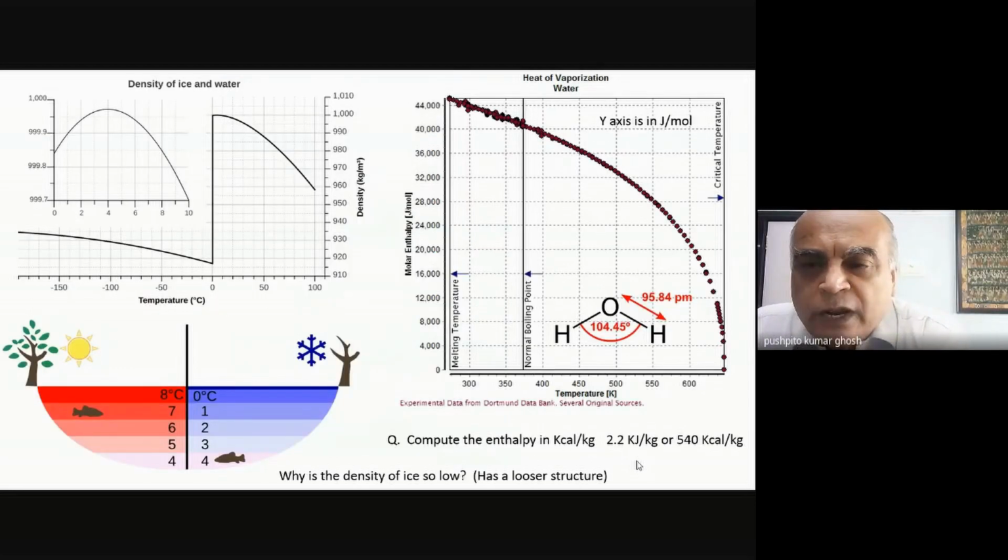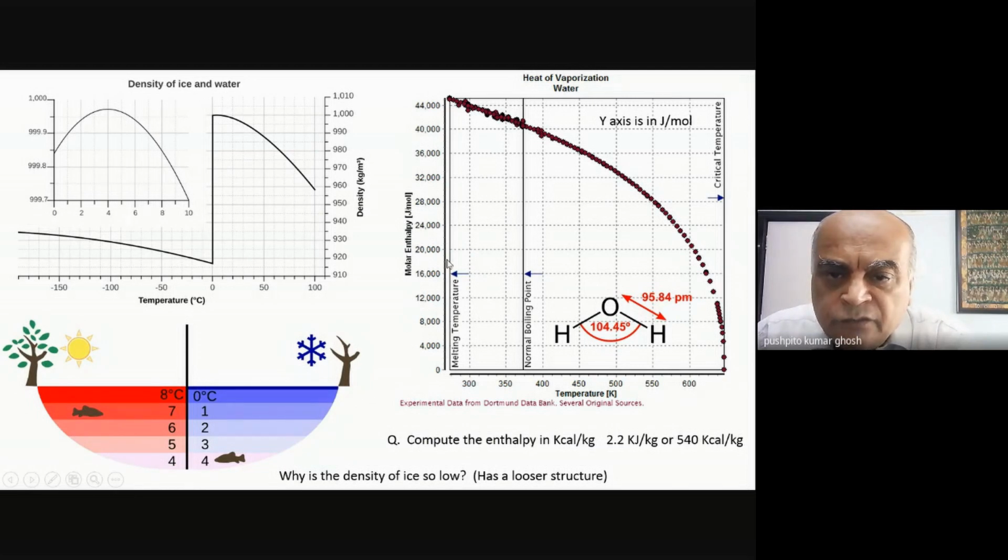Okay. So let us look at the plot. This is the latent heat, molar enthalpy. So this is your melting point and this is your boiling point. The latent heat of vaporization does not remain constant and it keeps going down. So if you come to something like the critical temperature, what you can see is that the heat of vaporization decreases dramatically and goes almost to zero. So it's not something which is remaining constant.